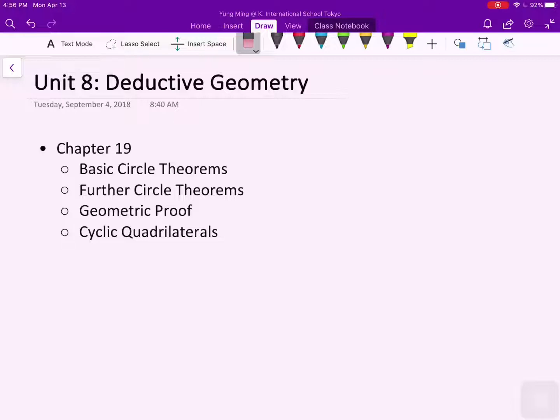Alright guys, welcome back. Starting from today, we're going to move on to Unit 8, Deductive Geometry. This is the last unit of the whole year, and we are going to focus on just one chapter, chapter 19. And you will see that later, the whole chapter is basically about circles. So let's get on to that.